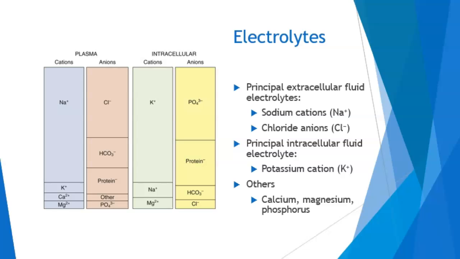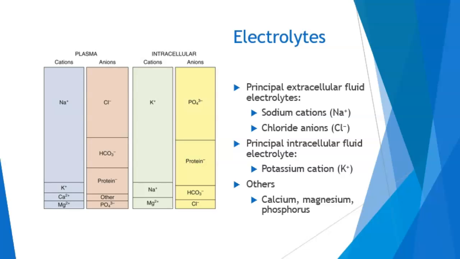So we'll talk a little bit about electrolytes. When we're looking at electrolytes, we have to remember there's two different fluids that we're monitoring the electrolytes. So we have our plasma fluid or our extracellular fluid, and the main electrolyte in that is our sodium. So sodium is the cation and chloride is your anion. So your positively charged and your negatively charged ions.